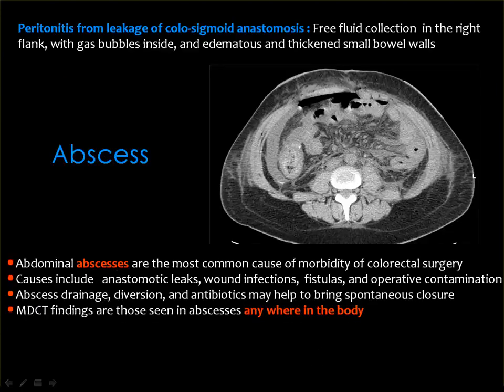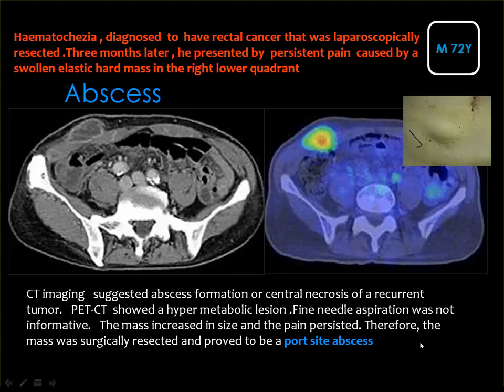Then abscesses are also a complication of colorectal surgery, and this patient had peritonitis from leakage of colosigmoid anastomosis. And you get fluid in the peritoneum, you also get air in the peritoneum and enhancement of the peritoneal reflections. And then this patient who presented with blood in stools was diagnosed to have rectal cancer that was laparoscopically resected.